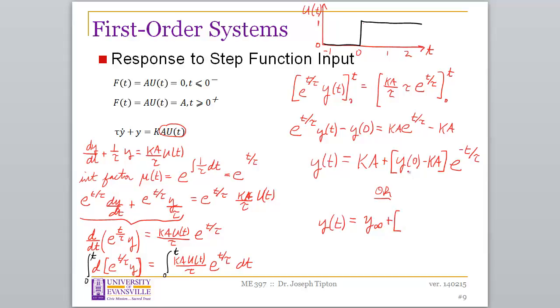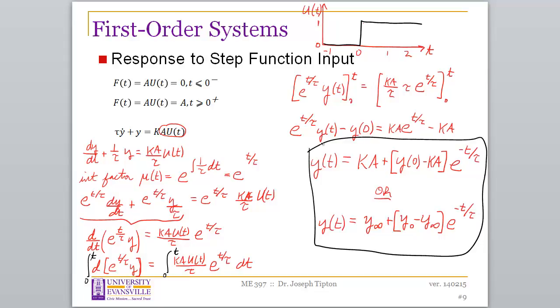Plus y0 is my initial condition. I can shortcut that by just calling it y0. Here again is my system response after a lot of time has passed, multiplied by e to the minus t over tau. Okay, so here is my solution to the whole shebang. This is how a first-order measurement system is going to respond in time to a step function input.